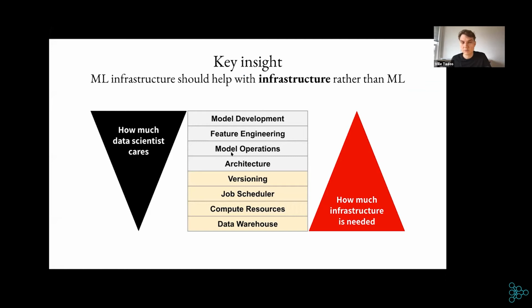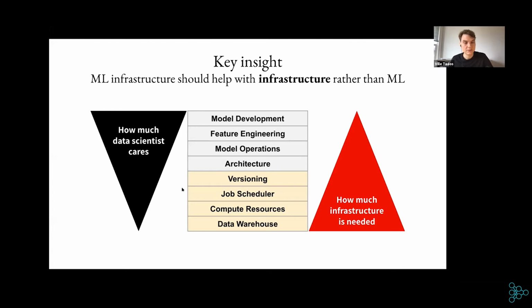Also, model operations is something where, at least as a data scientist, you should have an idea how to measure the quality and the accuracy of the model better than anyone else. It's hard to do that fully automatically. And the architecture starts to overlap with software engineering questions, but at least you know what the application should be doing.